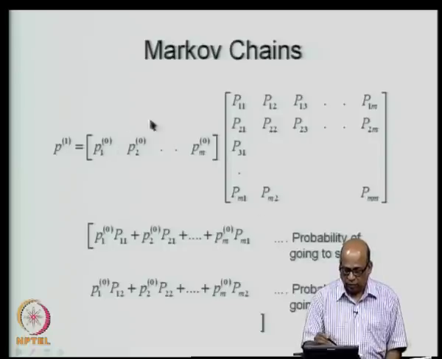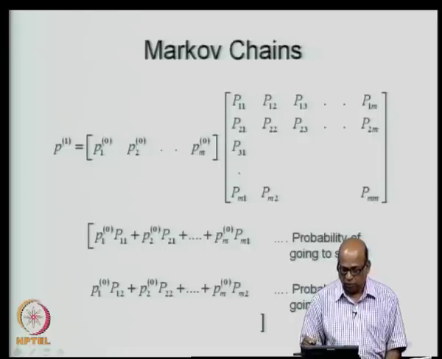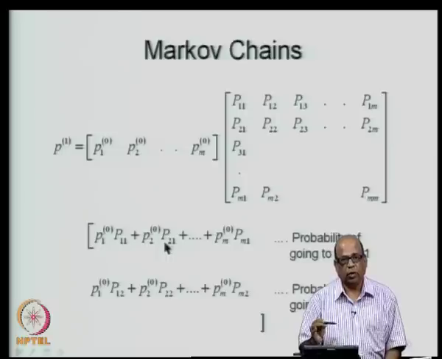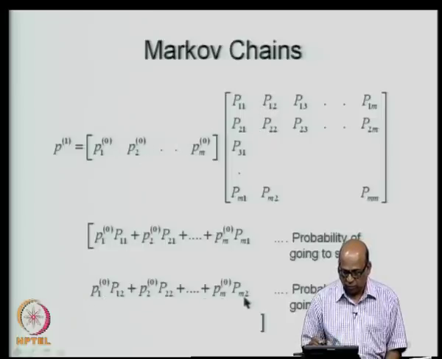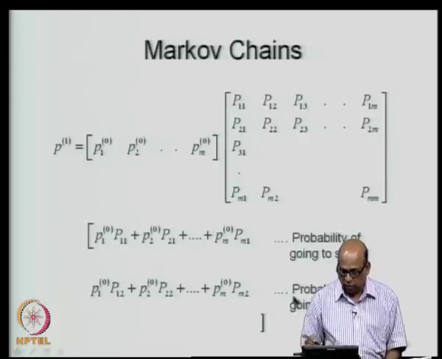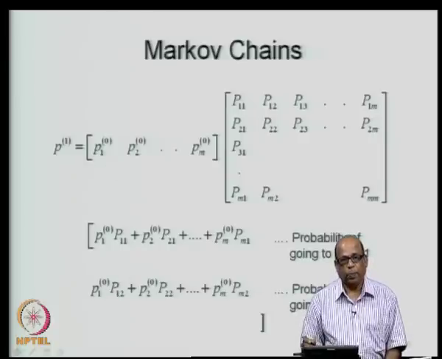So, the first term here, p_1^0 into p_11, p_2^0 into p_21, etc., p_m^0 into p_m1, gives the probability of going to state 1 when you are given p^0. The second term here, p_1^0 into p_12, p_2^0 into p_22, etc. Look at these terms. Starting with class interval 1, you are going to class interval 2. Starting with class interval 2, you are going into class interval 2. Starting with class interval m, you are going into class interval 2. So, this term gives the probability of going to state 2.